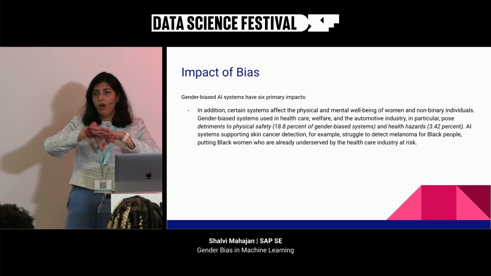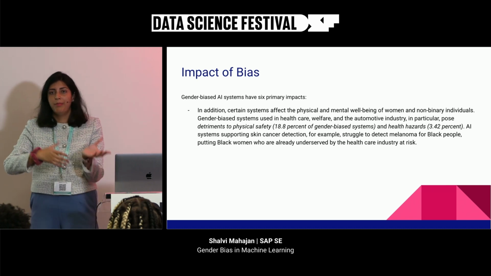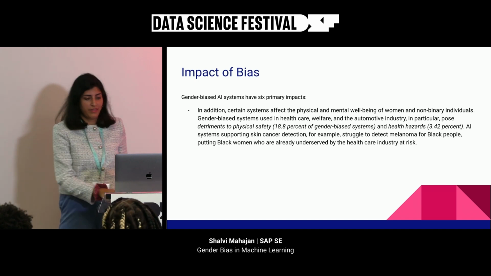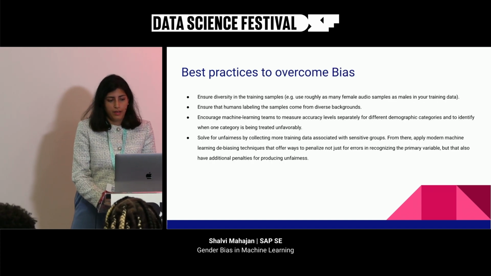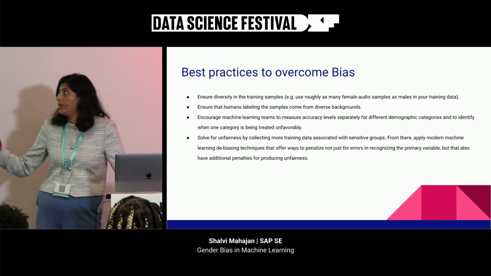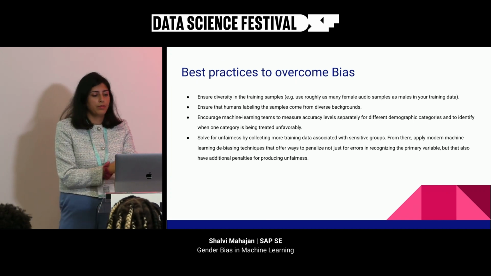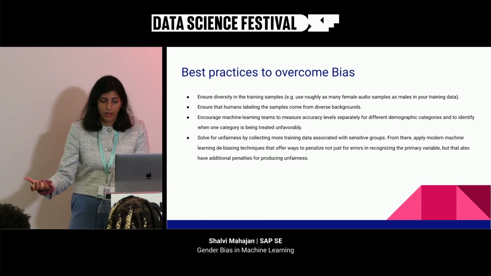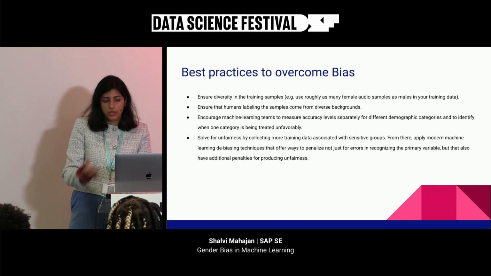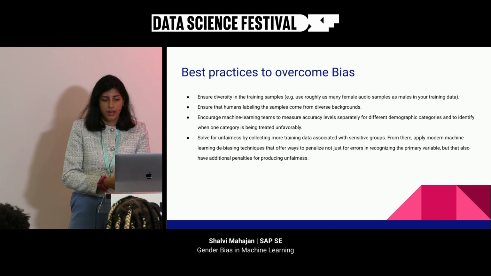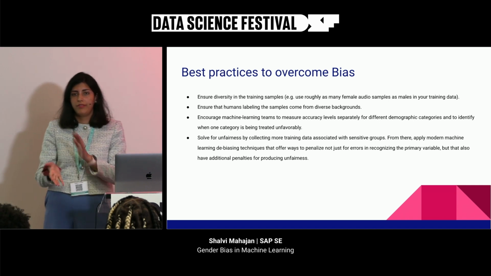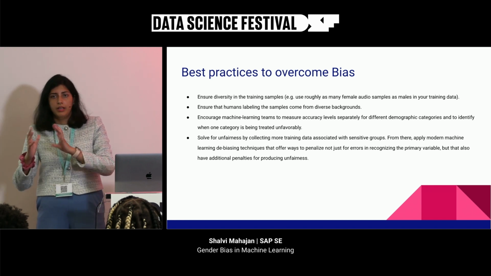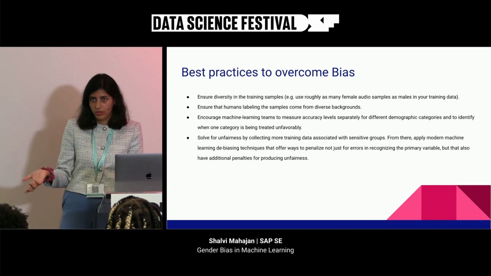And looking at all these impacts, you can see how much mentally it is affecting other genders. So this is definitely a concern. We are already at overcoming the bias. So how do we overcome the bias within the data, basically, and the machine learning algorithms? So we need to ensure that the diversity is there in the training examples. We should have roughly a similar amount of female, other genders, and male data in the data sets that we are using. So we need to ensure that.